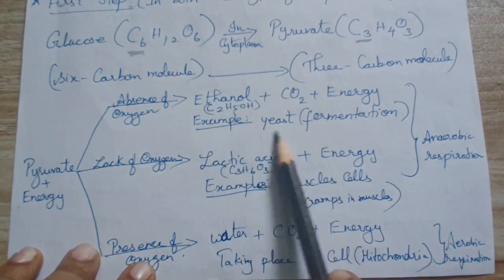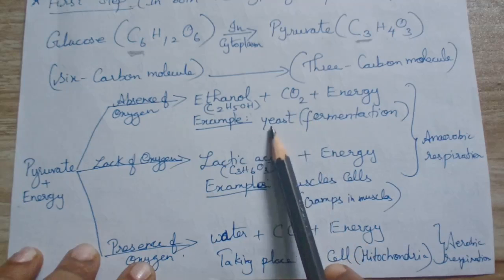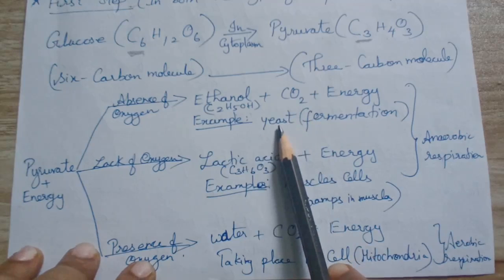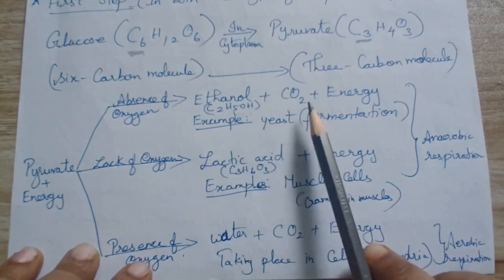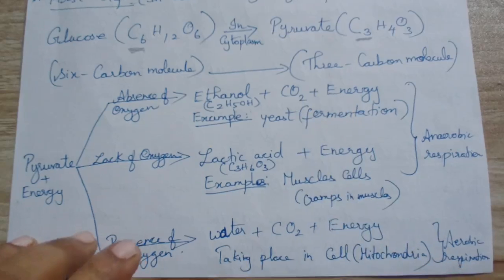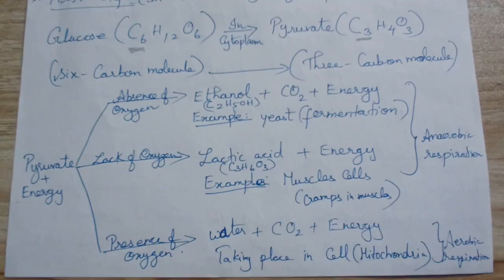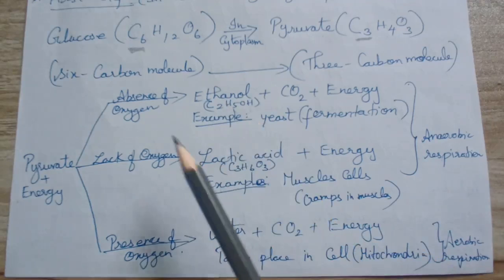This type of respiration happens in yeast. It's a unicellular organism, right? During fermentation, it produces alcohol, carbon dioxide, and a lot of energy is released. That's why it is used in the production of beer and wine, right? Alcohol production in the absence of oxygen.